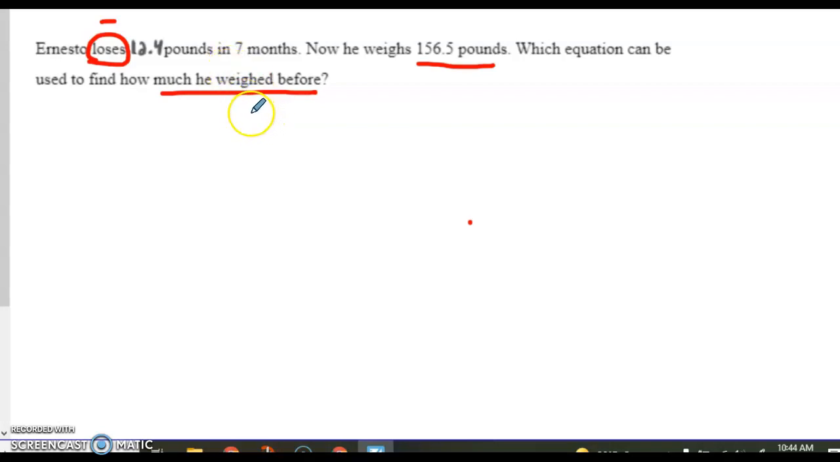We can give it a letter. It can be W or X or any letter you want. I'm going to go ahead and call it X. So his weight before, we don't know what it was, but then we know that he lost 12.4 pounds from that and that he now equals 156.5. That would be my equation.